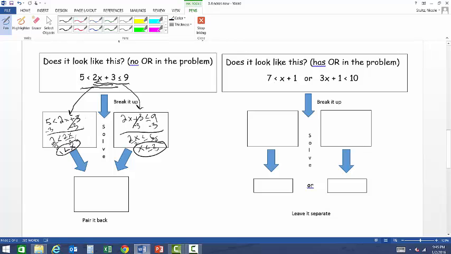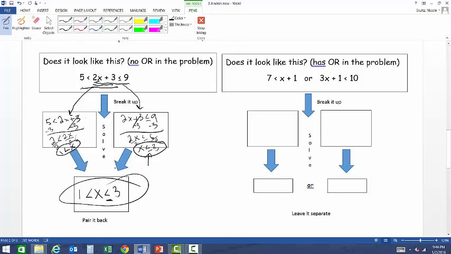So you should get x is greater than 1 and x is less than or equal to 3. So the last thing we have to do is pair them together. Put x in the middle. 1 and 3 are your endpoints. But you need to underline the symbol that goes with 3. And that's our answer.